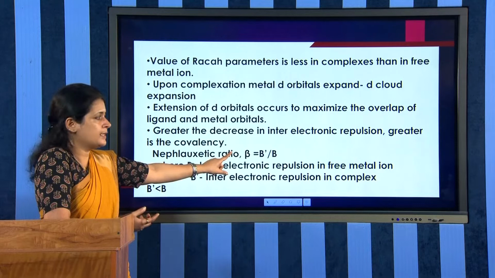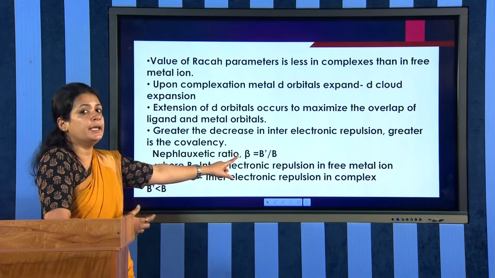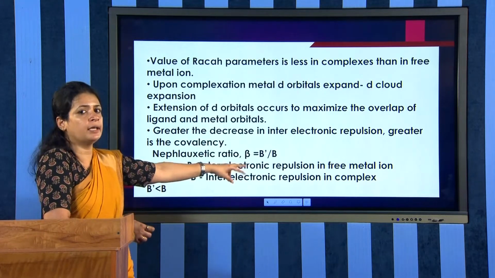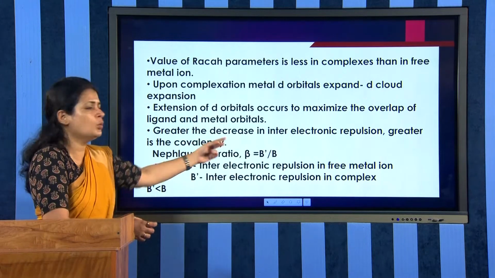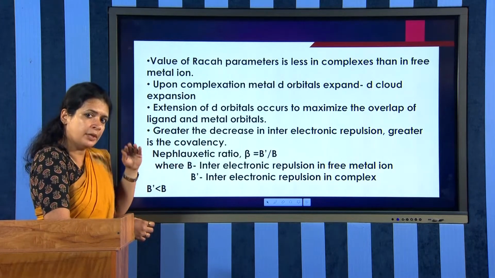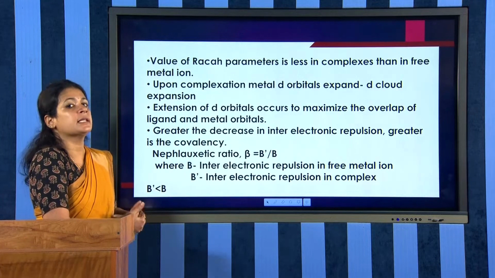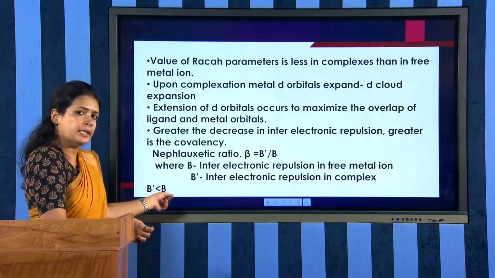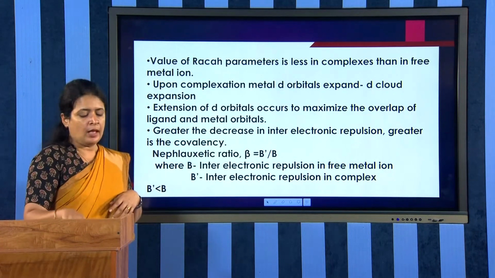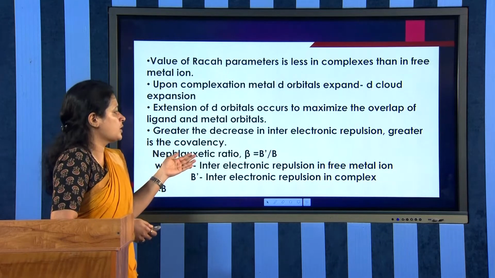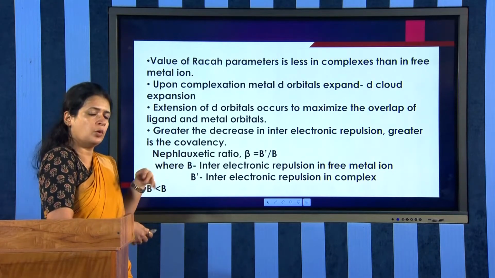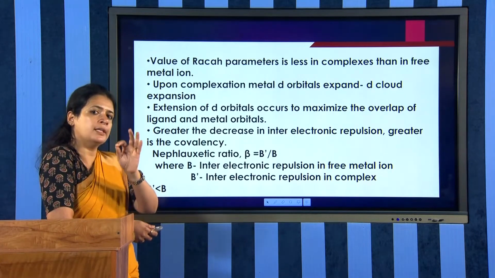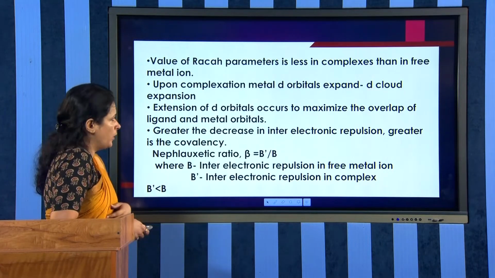And we have already studied that the interelectronic repulsion is greater in the free metal ion when compared to the complex. So, the numerator is less and the denominator is more, which means that beta is always less than 1. Why is beta always less than 1? B dash is less than B. Always it is like that. And that is all about the nephelauxetic ratio or nephelauxetic effect. What is the nephelauxetic effect? It is d cloud expansion. D cloud expansion shows an evidence for the covalent character of the metal ligand bond.